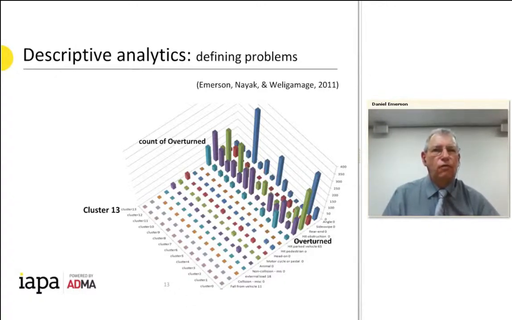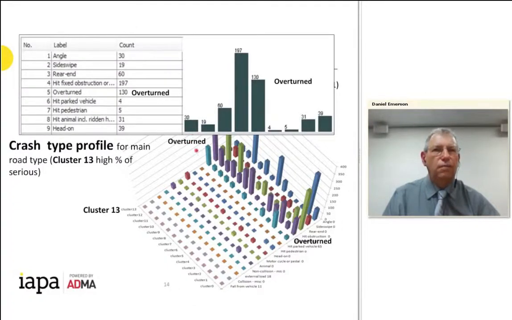And so for each road type, we can develop this profile, which tells us what the problem is. So we know that on this particular type of road, we're likely to come across these crash types like overturned, fixed hit obstruction, head-on down this end, and so on.